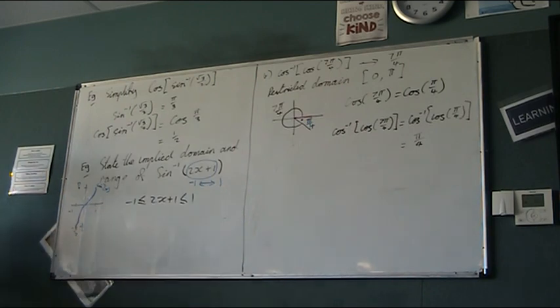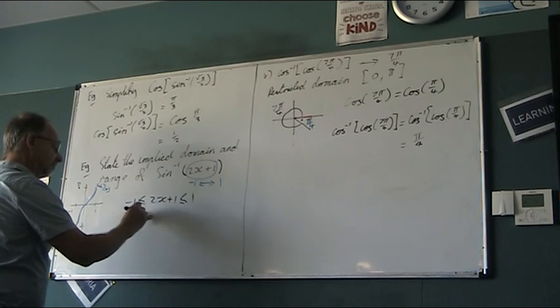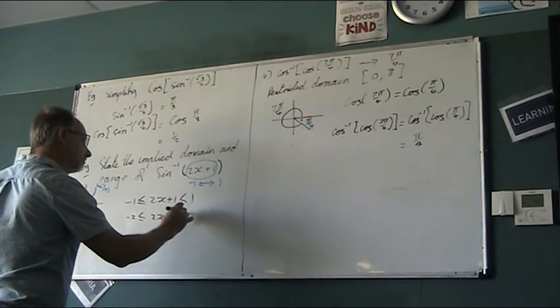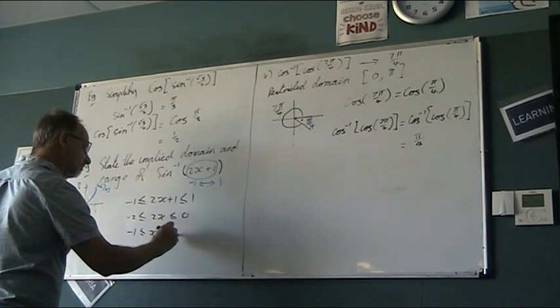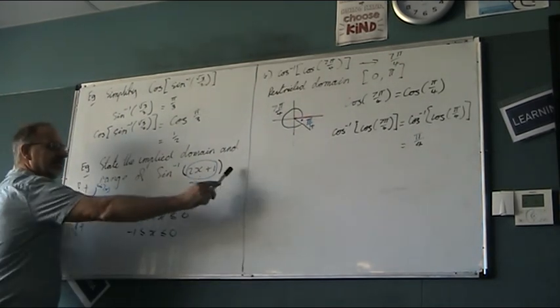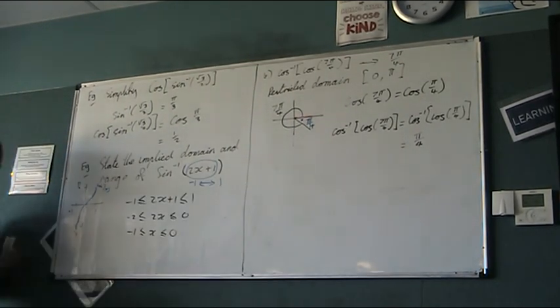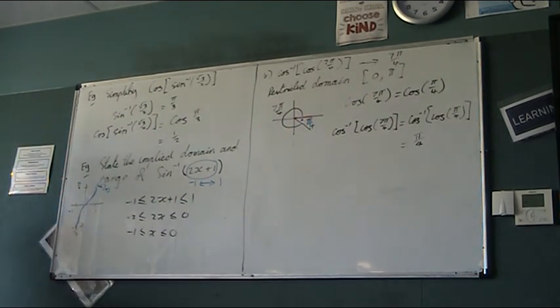So then rearrange. Take 1. Divide by 2. So the implied domain of x for this function, sine minus 1 of 2x plus 1, x has got to be between minus 1 and 0, for us then to be able to do the calculation.